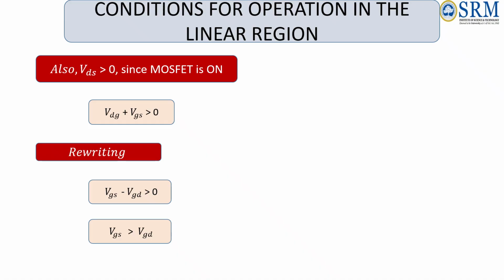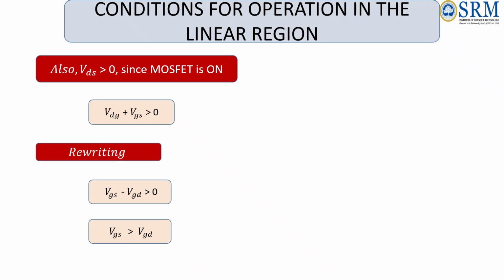VDS should be small to keep the MOSFET in the linear region. But if it is too small, it will turn off the MOSFET. So VDS should be greater than 0. We can split VDS as VDG plus VGS. VDG can be rewritten as minus VGD. So VGS minus VGD should be greater than 0, which yields VGS should be greater than VGD.